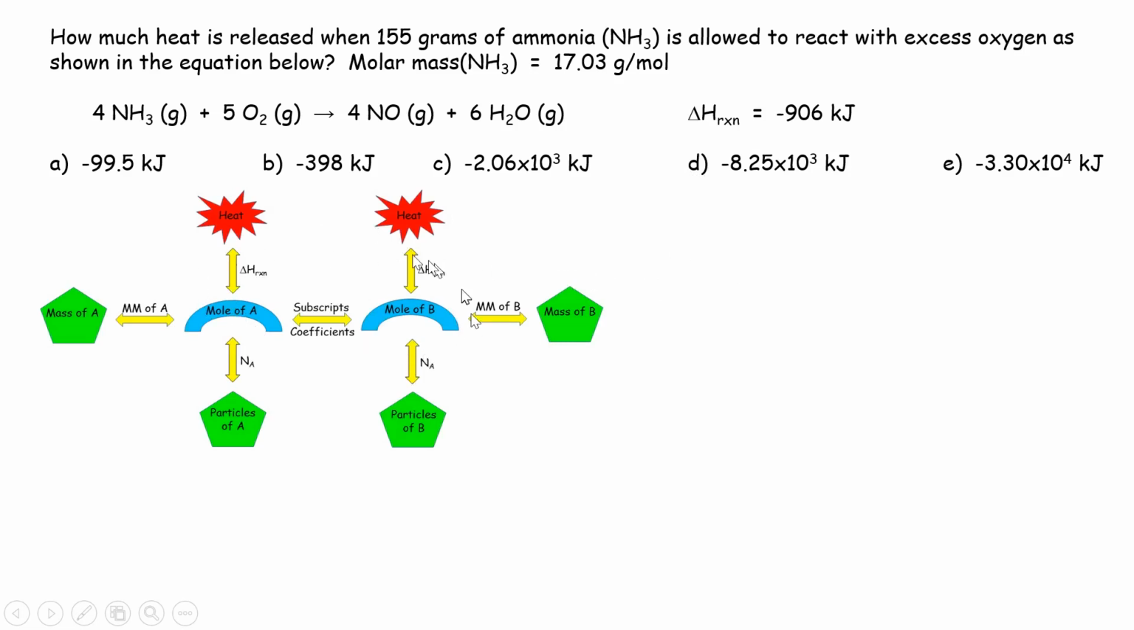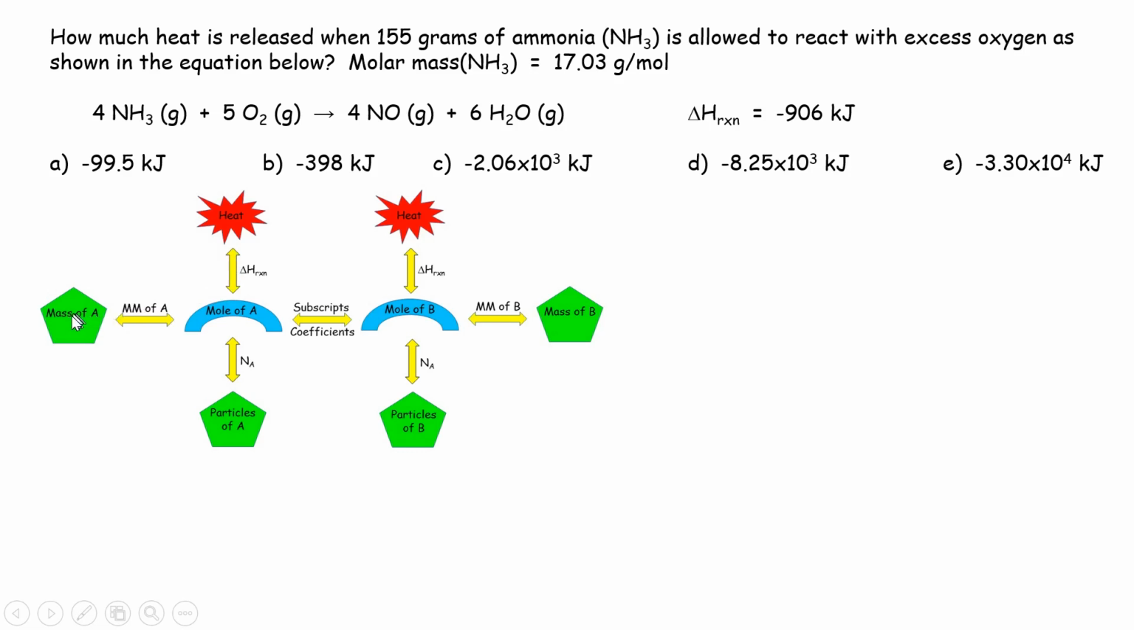Now, if you look at this cartoon, I added heat to it because, as I just mentioned, heat can be considered as one of the products of a chemical reaction. So now what do we know? We know the mass of ammonia. We can consider ammonia as A. Okay, so mass of ammonia, and then what do we need to find out? We need to find out how much heat is released.